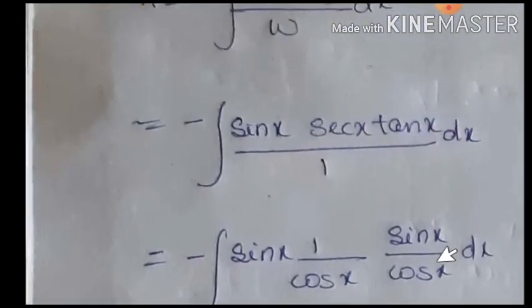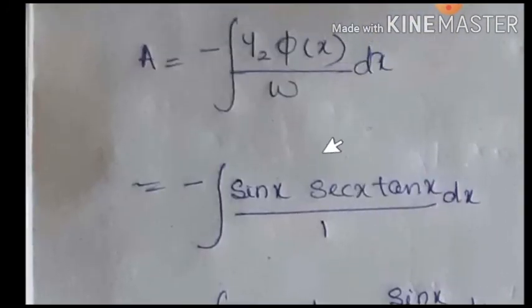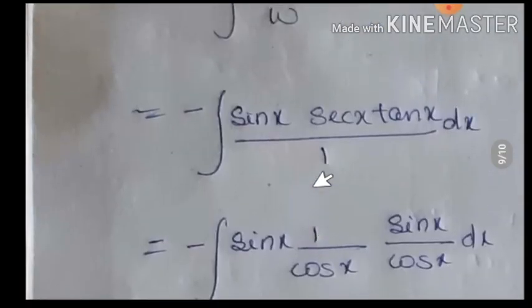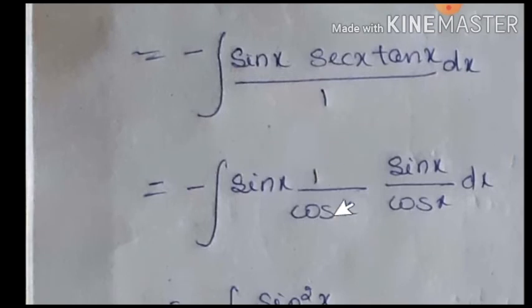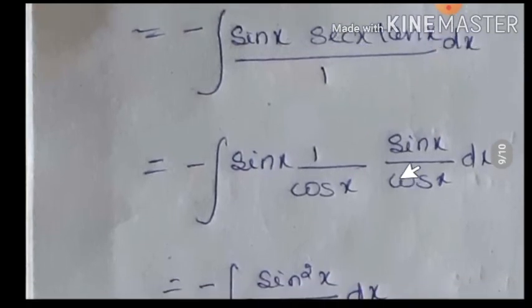Correct? Next we need to find out the a and b values. Let me enlarge it. What is the formula for a? Minus integral of y2 phi of x by W into dx. So what is y2? Sin x. Phi of x is the right hand side function of the differential equation, secant into tan. W is 1. Now simplify this trigonometric function. Secant x can be written as 1 by cos. Tan can be written as sin by cos. So you will get sin square x by cos square x. Yes or no?